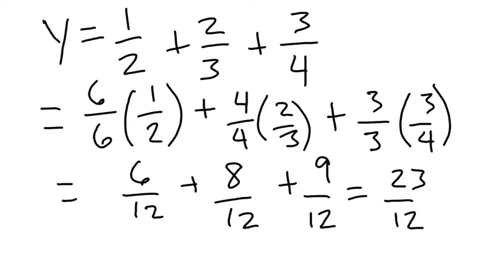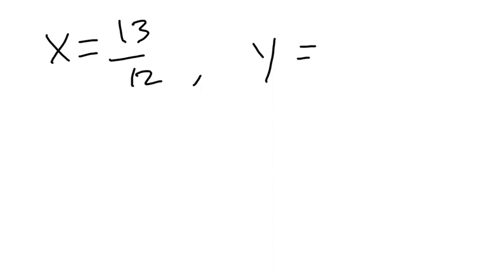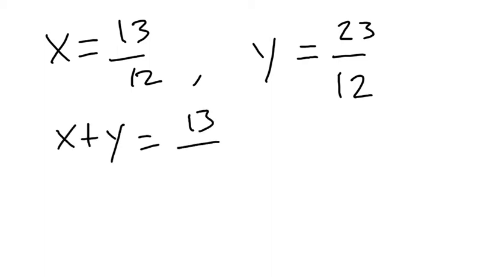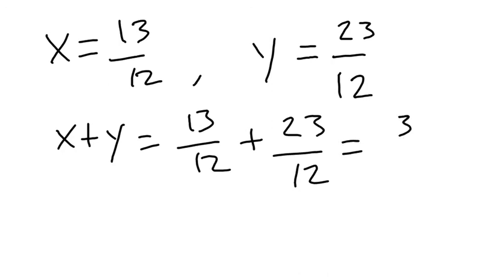And now all we have to do is just add x and y. So if you recall, x was equal to 13/12, and y was equal to 23/12. So x plus y is equal to 13/12 plus 23/12, which gives us 36/12. And that reduces to just 3, and that is your final answer.